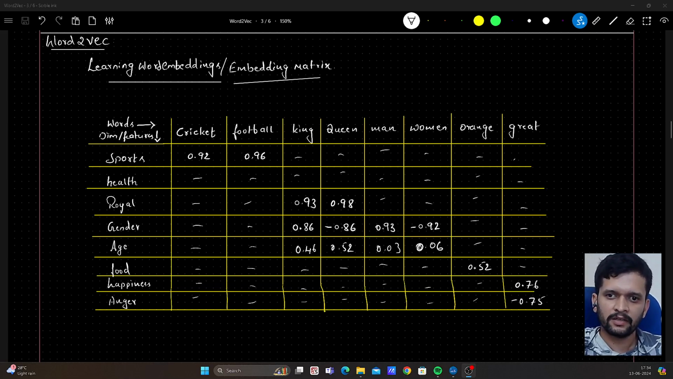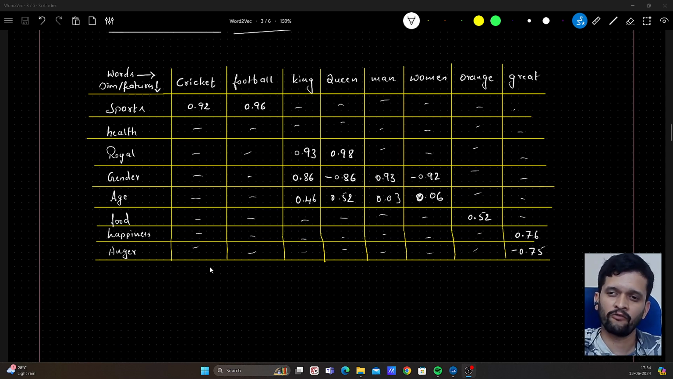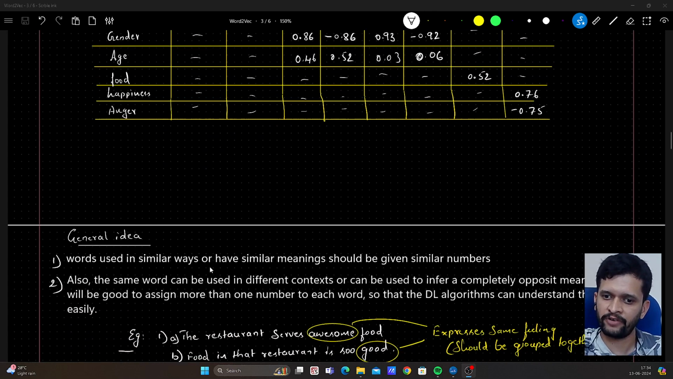Hello guys, in this video we will learn the inner workings of the Word2Vec algorithm, how we learn the embedding matrix and how the numbers are obtained, as you can see in this particular table here. In part 1 of this Word2Vec video, I gave you the general idea of why we may need Word2Vec and why bag of words and TF-IDF fail.